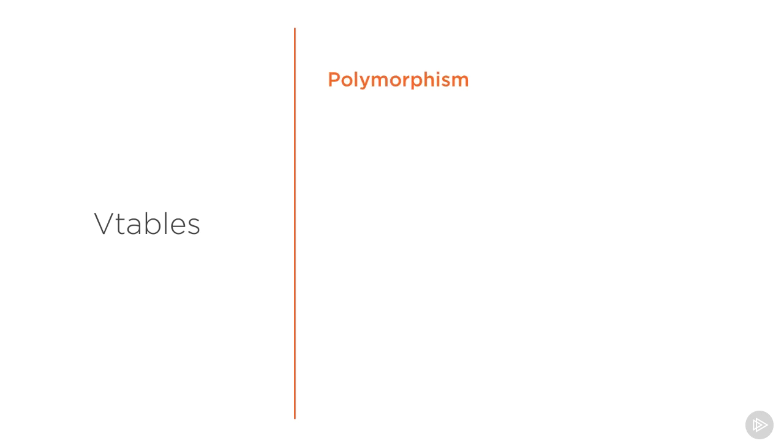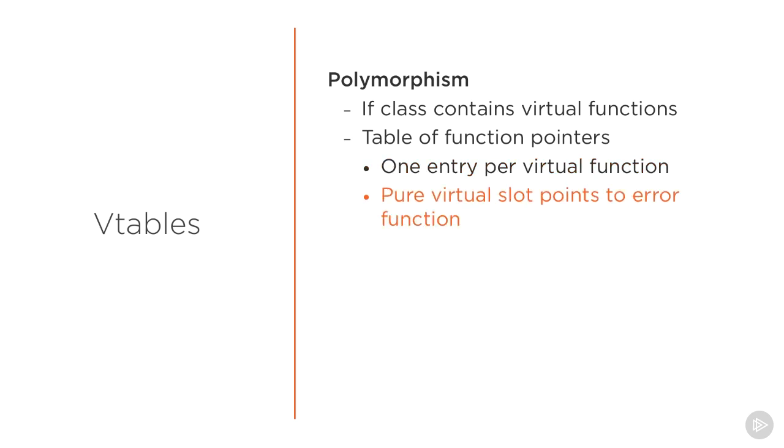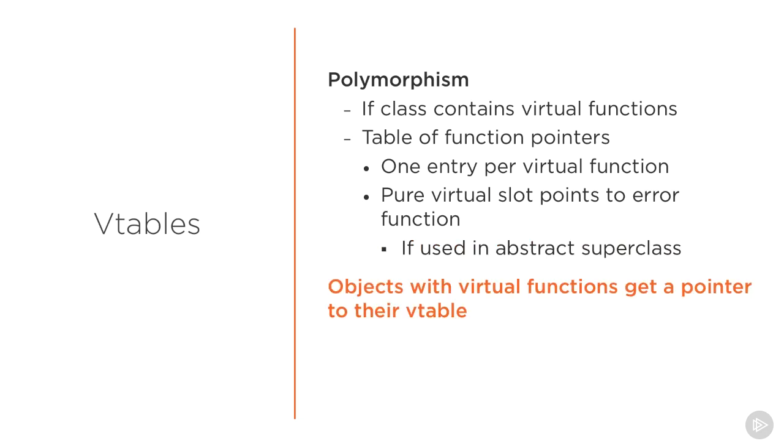You may remember something about object-oriented programming if you ever took programming in a computer science curriculum, and there was a word called polymorphism, and what that provides is the same name for a function in a different object to provide different functionality. If you ever wondered how that really works, well, it's just a table of function pointers, and you get one entry per virtual function, and oftentimes if there's an error function called a pure virtual slot, you'll see that as well if there's an abstract superclass.